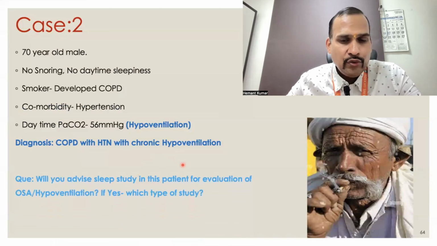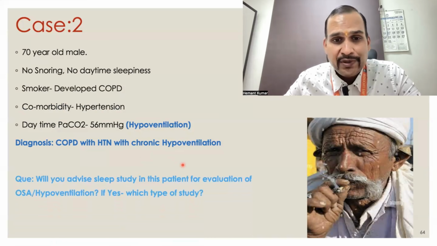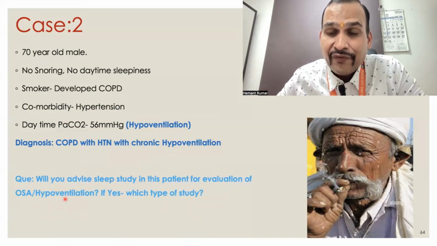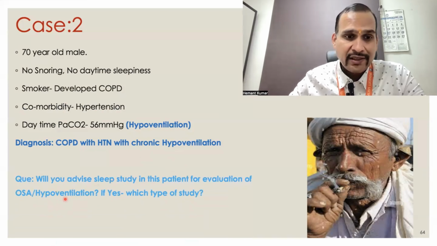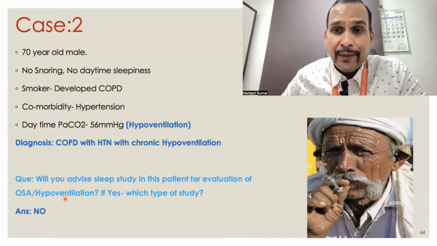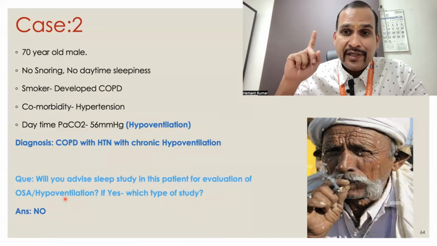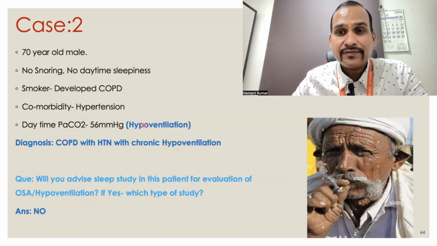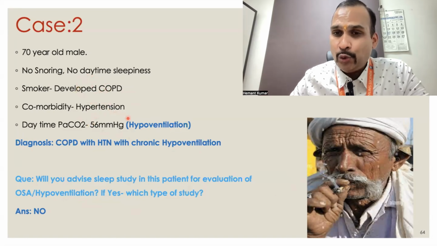So my question to you: whether he required a sleep study or not for OSA and hypoventilation? If yes, which type of study? So the answer is no. He doesn't require any sleep study. Why? As I told you, if a patient is having comorbidity along with symptoms suggestive of OSA, then only you should advise a sleep study. So this gentleman doesn't have any symptom related to OSA.